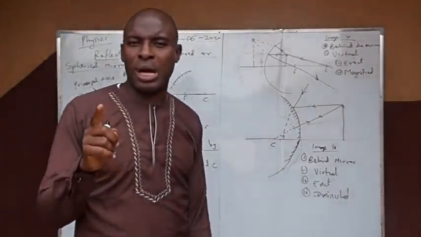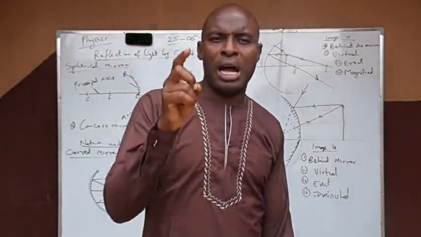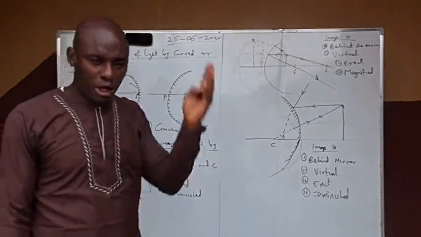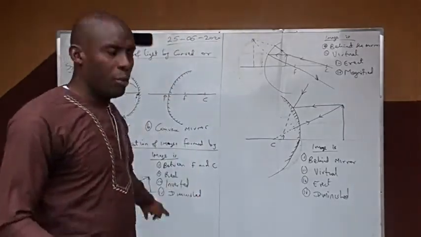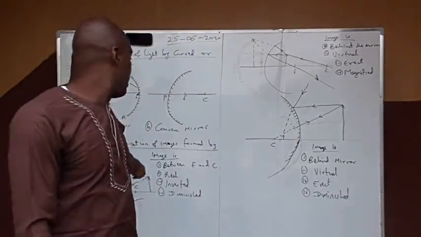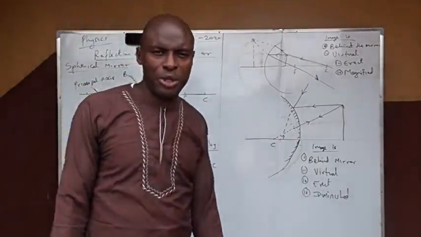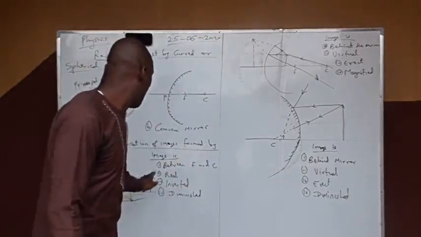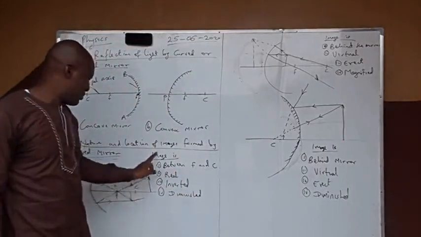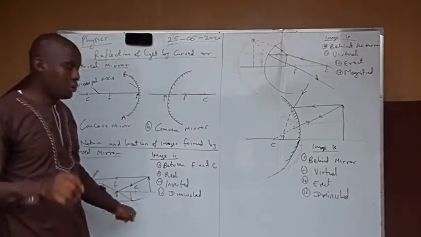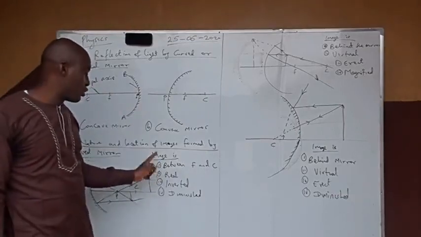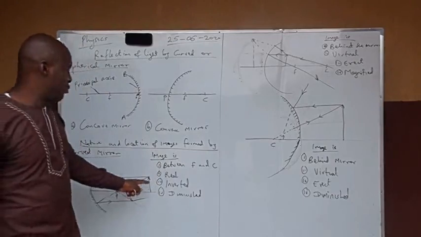And what does that mean? What I mean by magnification being 1 is that the size of the image must be equal to the size of the object. I repeat again. When you see your note, you see what I mean by the other kinds and nature of images formed by a curved mirror. So I said that if the position of the object here is at C, the image will, number one, be real. Two, inverted. Three, the magnification must be 1. That means the image distance must be equal to the object distance.